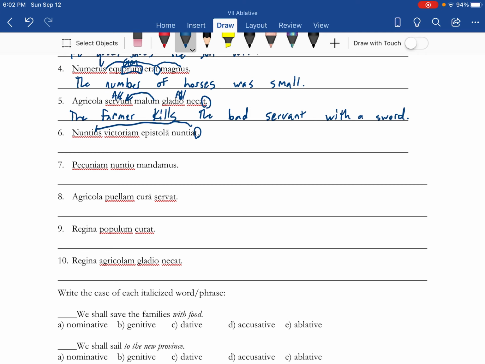He, she, or it. That's going to be my he, she, or it. The messenger announces. And this is one of the trigger words for dative. The messenger announces the victory. And then the long mark over the A is going to be ablative, with a letter.